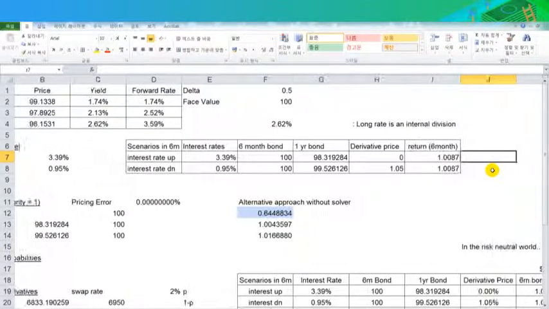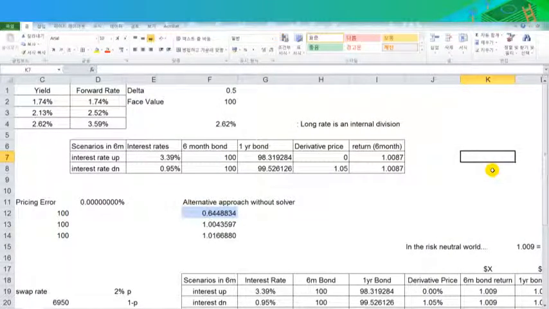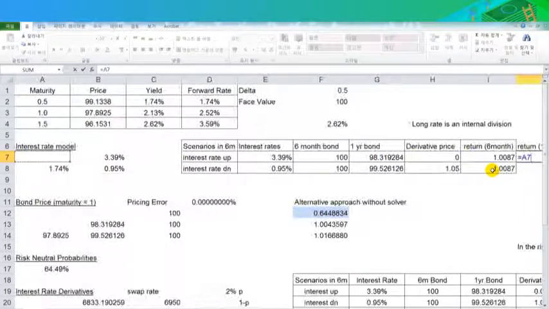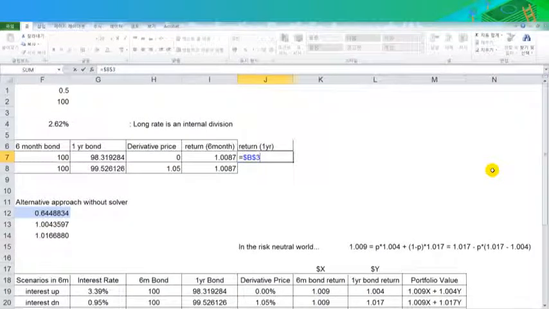Next, suppose you invest in the 1 year bond, so the return of the 1 year bond. Today's 1 year bond price is this one, and this one becomes the 1 year bond price, $97. So you divide this one with this one, right?